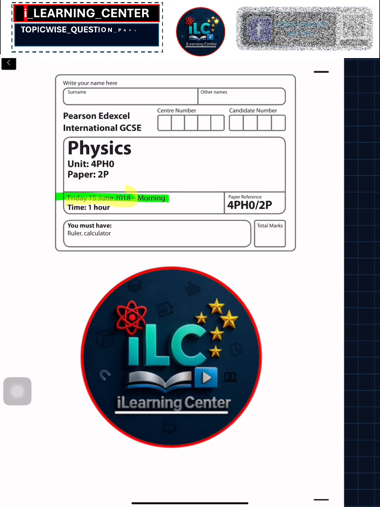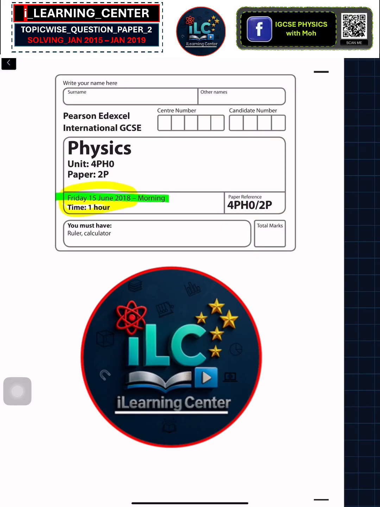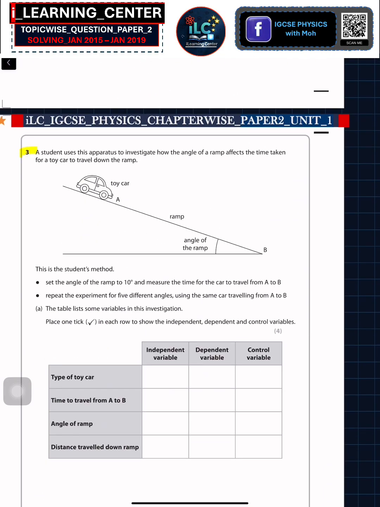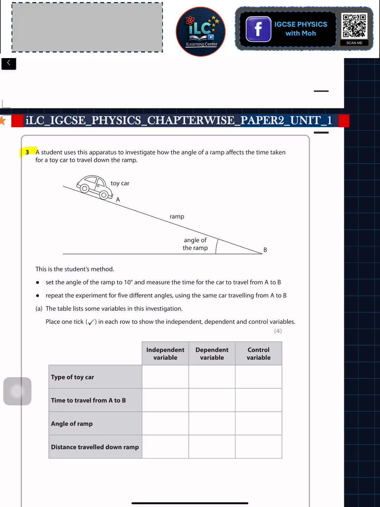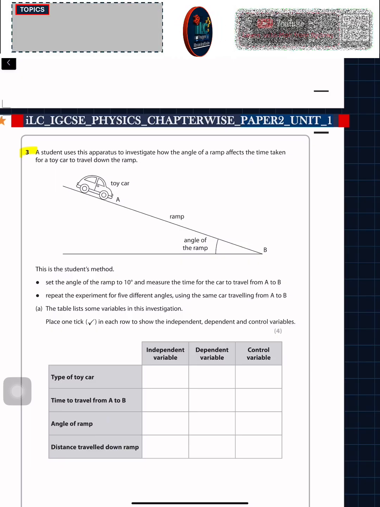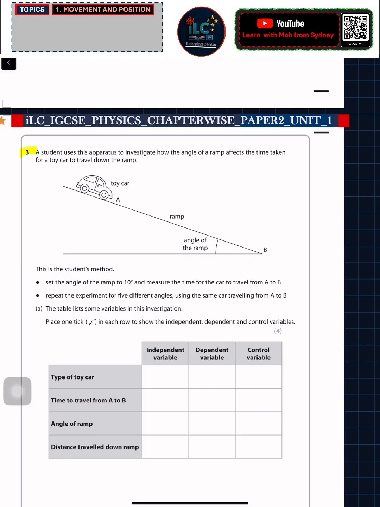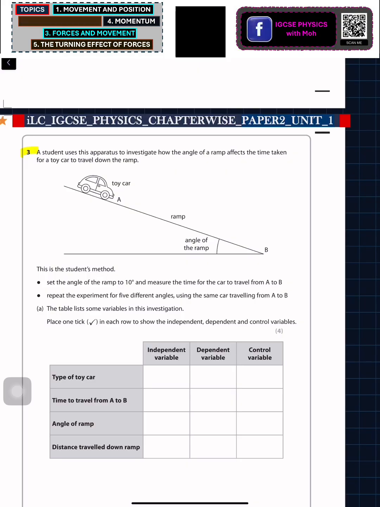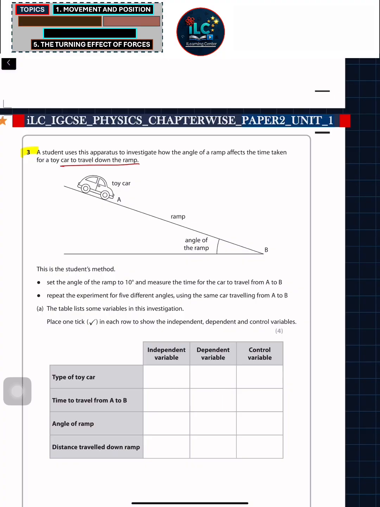The next question is from this year, which is June 2018, paper 2, and we're doing number 3. Just reading at the question, for these kind of questions, you should be reading the question very carefully. There will always be information here. So I want to read this line for you. So the student uses the apparatus to investigate how the angle of ramp affects the time taken of the toy to travel down the ramp.